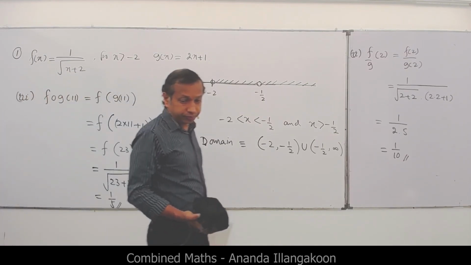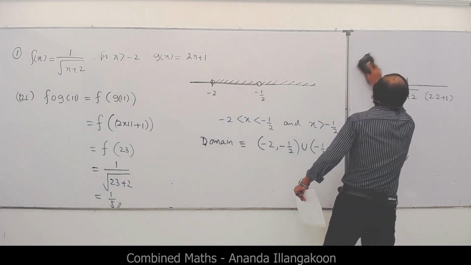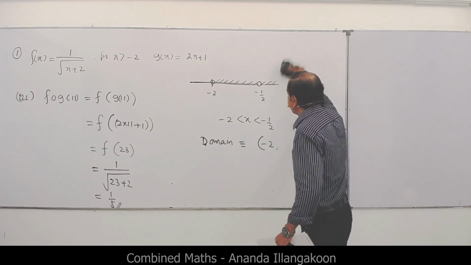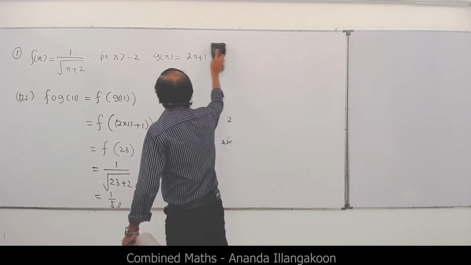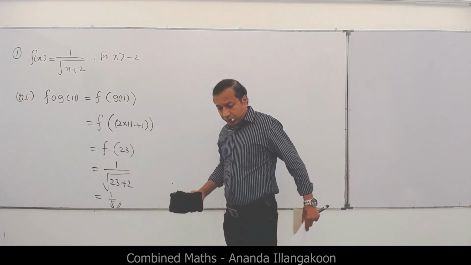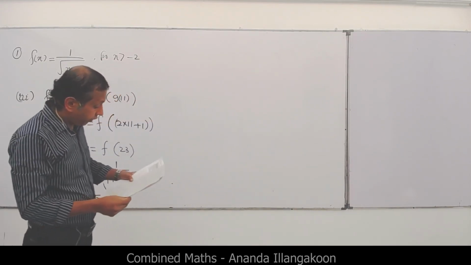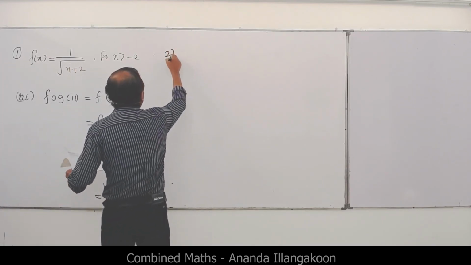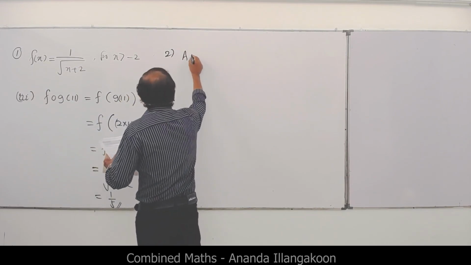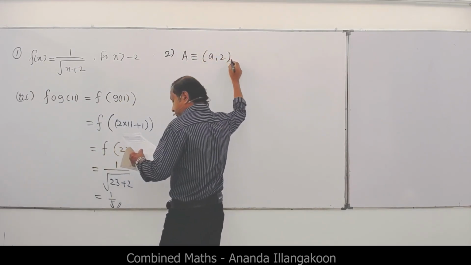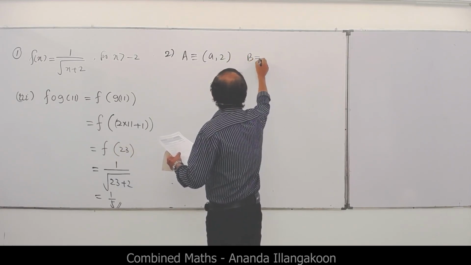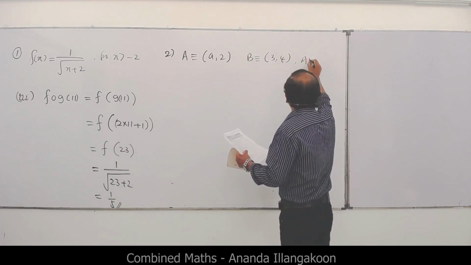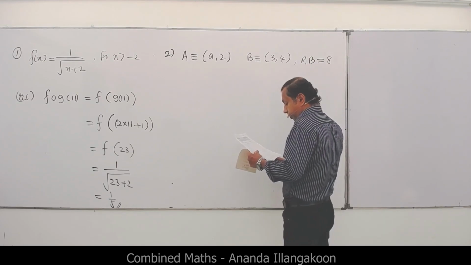Here's question number 1. Right. Question number 2. A is given as (a, 2), B is given as (3, 4), and AB length is given as 8 units. Find the value of a.